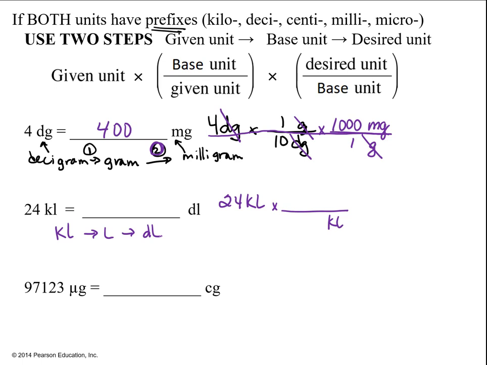See how that's different than the previous page? On the previous page I had liter or grams or meter as one of my units. Here I have two prefix units and I'm just going to always go to the base unit first. So liter goes here. When I see kilo, kilo always gets a 1. Liter then gets the 1,000. It takes 1,000 liters to make a kiloliter.